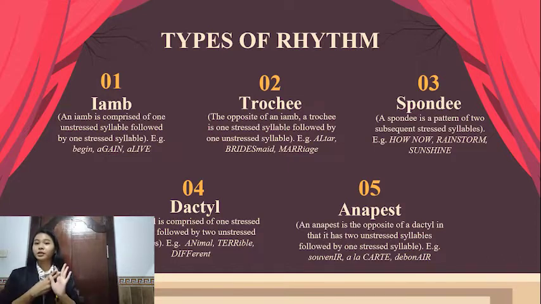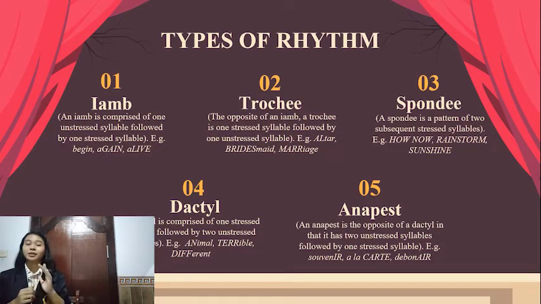The second one is trochee, the upside of an iamb. A trochee is one stressed syllable followed by one unstressed syllable. For example, altar, bridesmaid, marriage. And then the third one is spondee. A spondee is a pattern of 2 subsequent stressed syllables. For example, how now, rainstorm, and also sunshine.